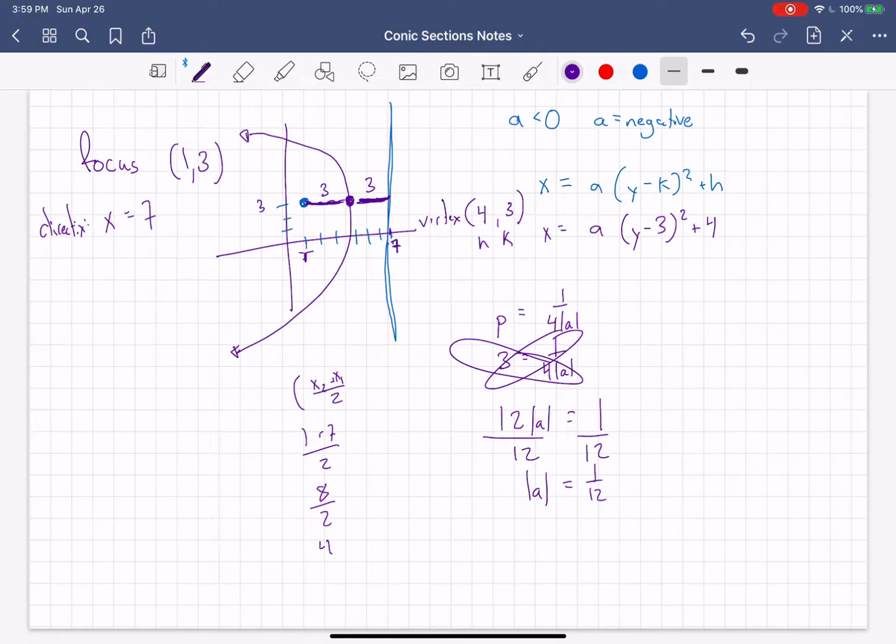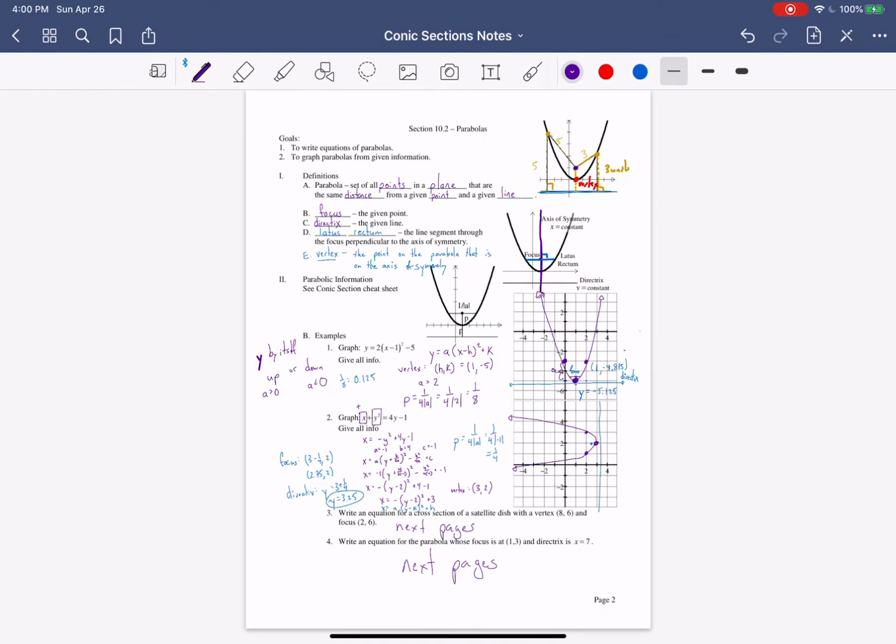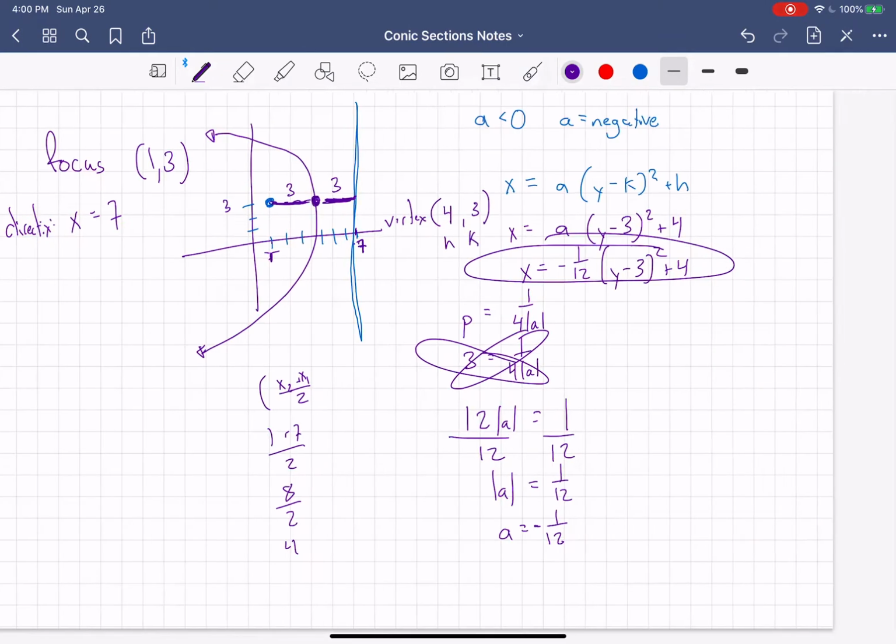Because it opens up to the left, we want our a to be negative. So we can say it's negative 1 over 12. So we do x is equal to negative 1 over 12, y minus 3 squared plus 4. So that's all the work we have to do. Sketch it so you know which way it opens, so you know which form to use. A lot of helpful information is in that if we sketch it real fast.